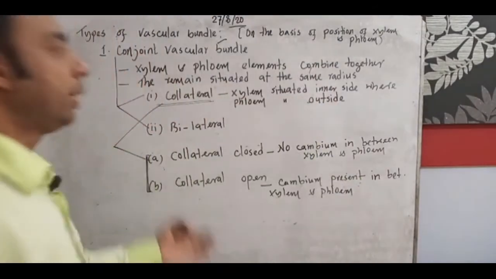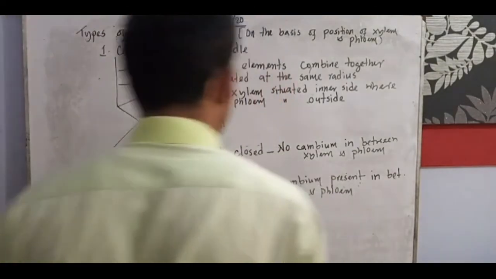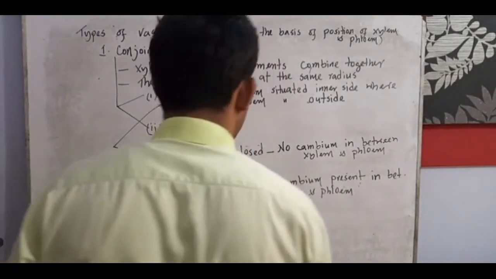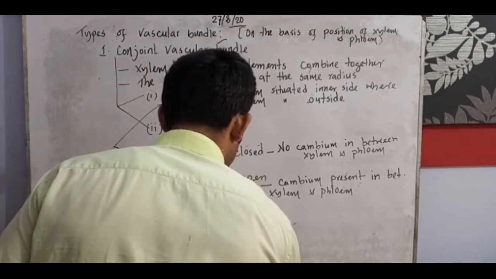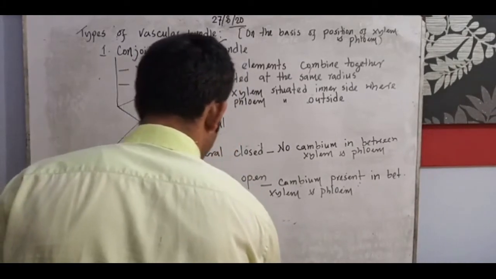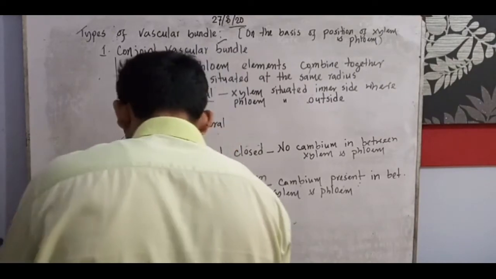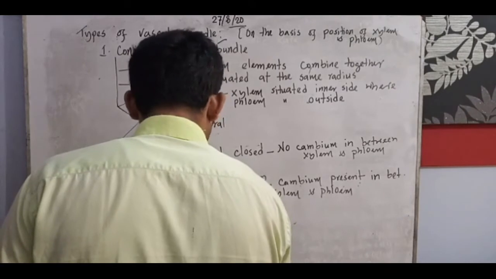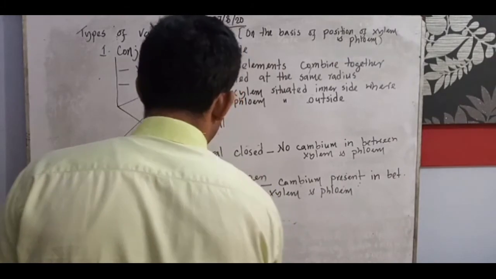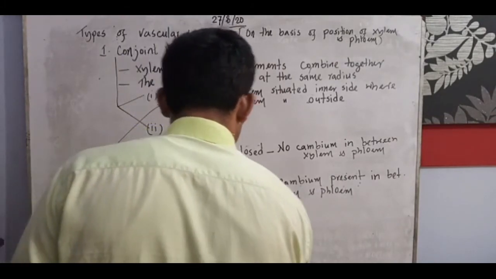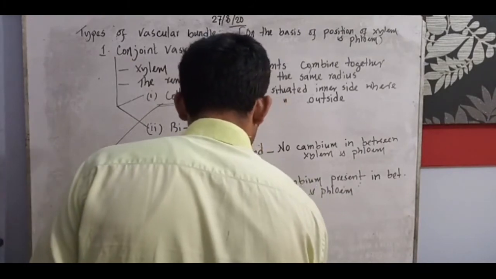I have only written the text, but if there is no example, how can we understand it? So I will try to draw some figures. Suppose I draw a figure like this, and we can separate this one. It is the phloem, and it is the xylem.